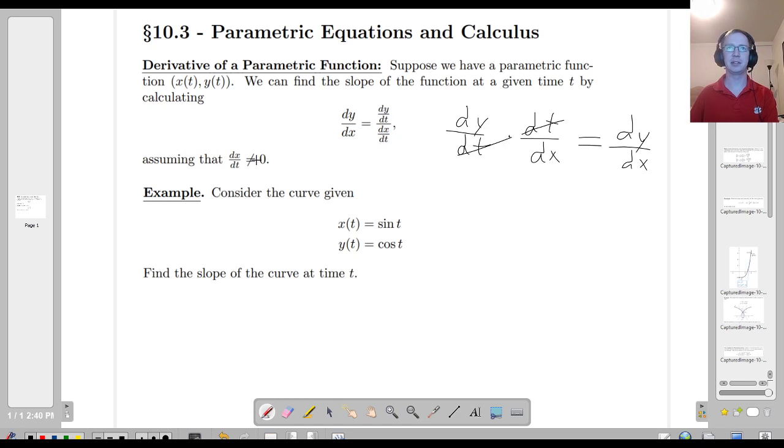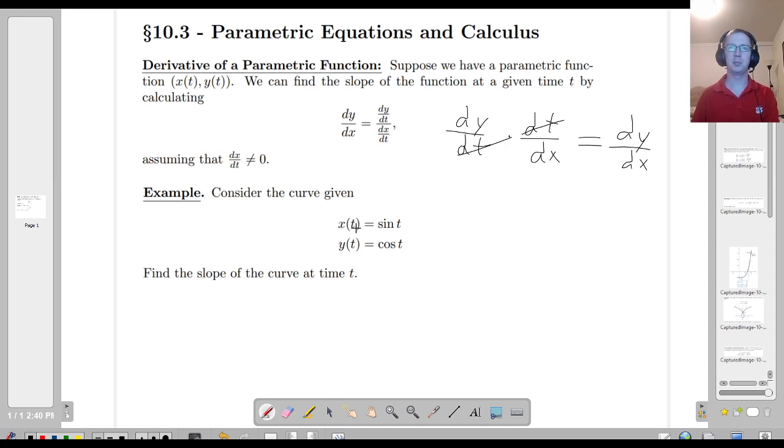Now, there's one caveat here. If dx/dt is ever equal to 0, then this formula obviously isn't going to work because you're going to be dividing by 0. But typically that's going to mean something like maybe we have a vertical slope, right, an undefined slope. Okay, so this is the formula we're going to use to find slope for a parametric function. Let's try an example of this.